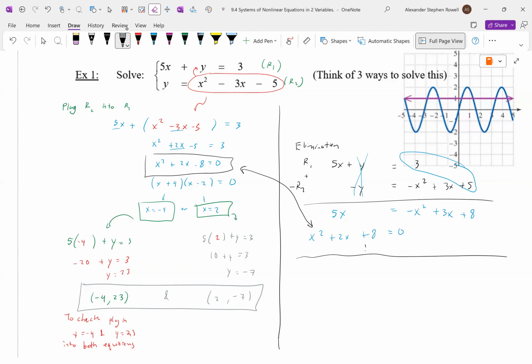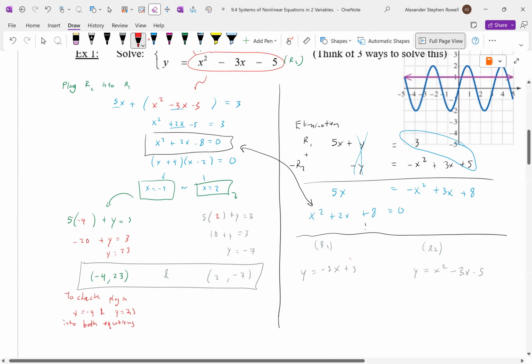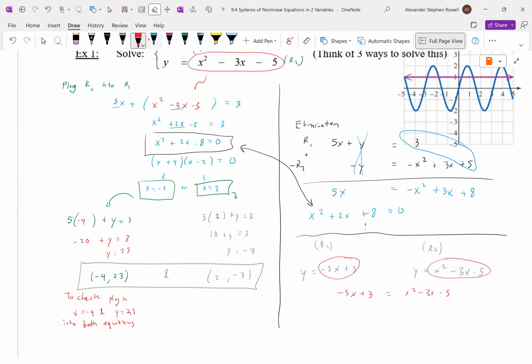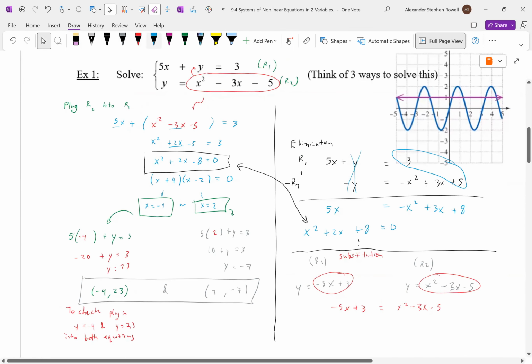One thing people like to do is solve both equations for y. So R1, if you solve for y, you could write it as y is equal to -5x plus 3. R2 is already solved for y. Y is equal to x squared minus 3x minus 5. And since they're both the same, you can set both these sides equal to each other. And that's really just doing the substitution method. It feels a little bit different, but it's not. So this is substitution. Any questions about this?